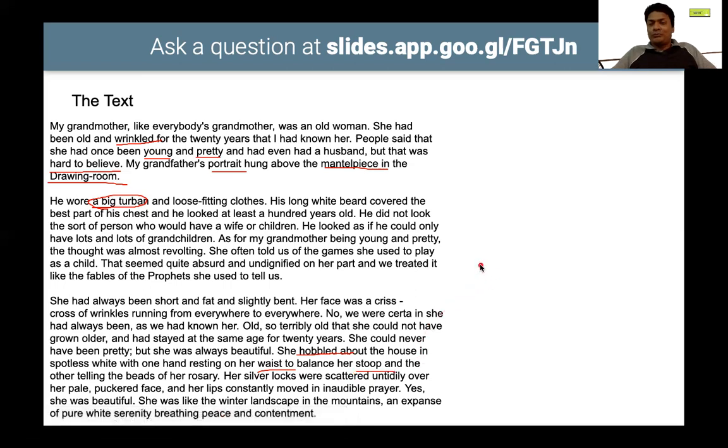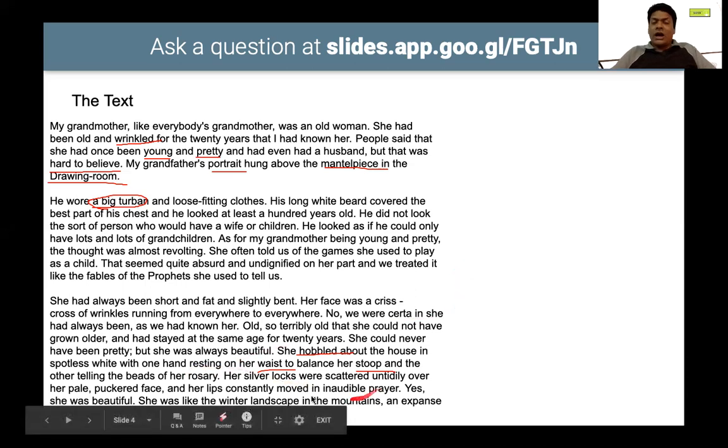In old age, women used to take the help of a stick, right? Or sometimes a wheelchair. But here, the writer stated that his grandmother was just stooped, or bending down. So to control her balance, she used to put her hand on her waist, and with the other hand she was telling the beads of her rosary.